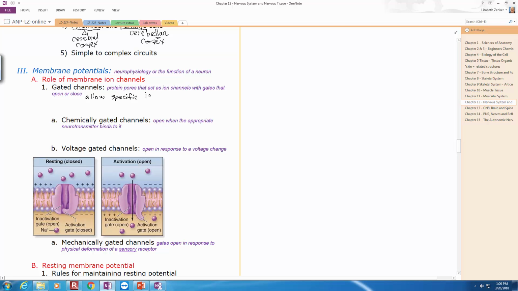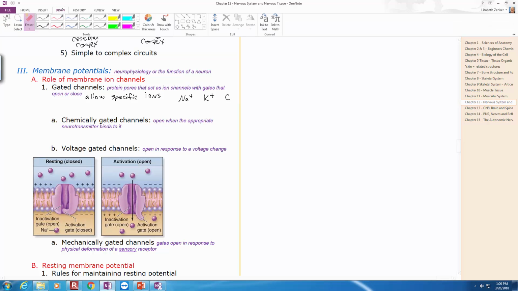They allow specific ions to pass through the channel. And the ones we talk about most would be sodium ions, potassium ions, and, sorry, not chloride. We will talk about it a little bit, but calcium ions.